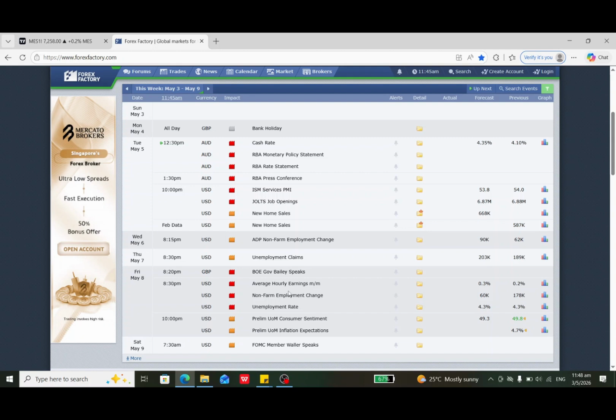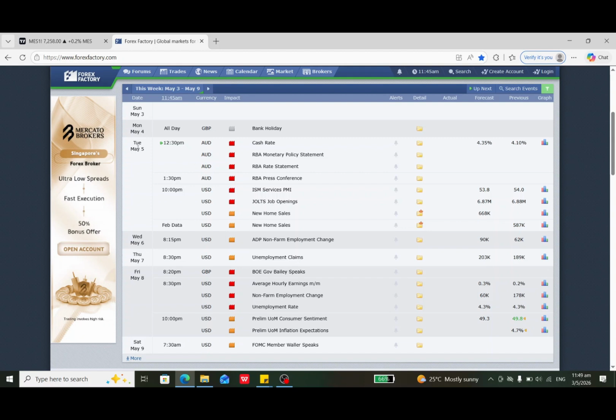Okay, let's prepare for the coming week for trading setup. The coming week is from the 4th of May to the 8th of May, the first week of May. So let's start with Forex Factory. It's based on the calendar. Only two things to be taken note of.